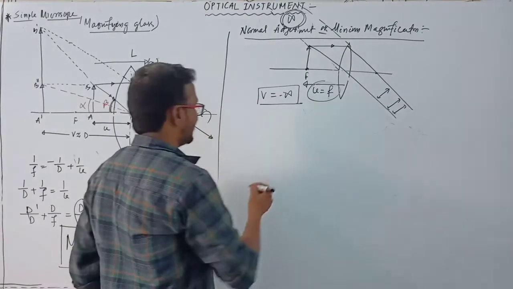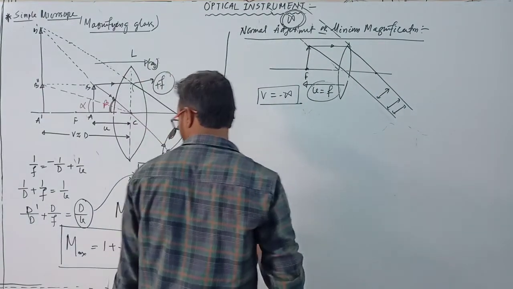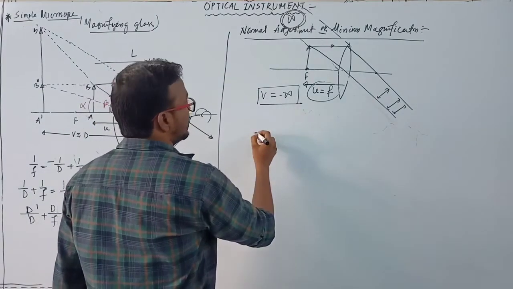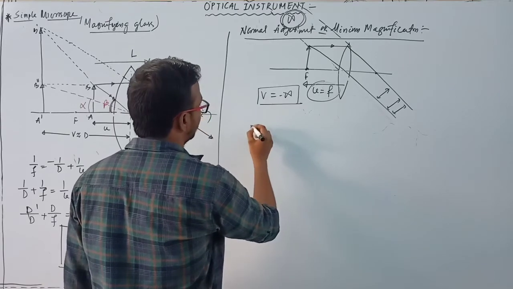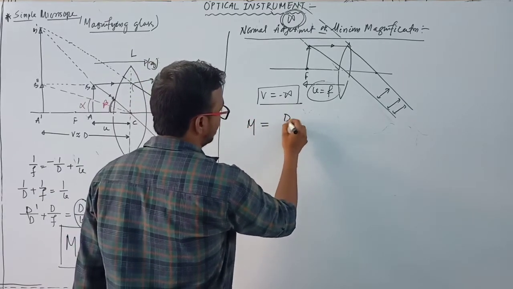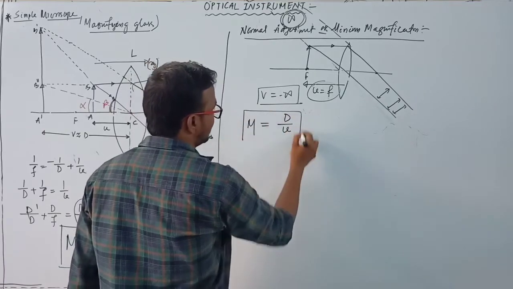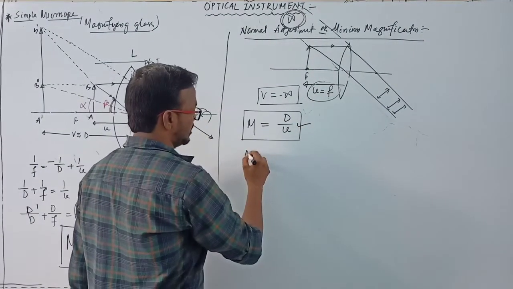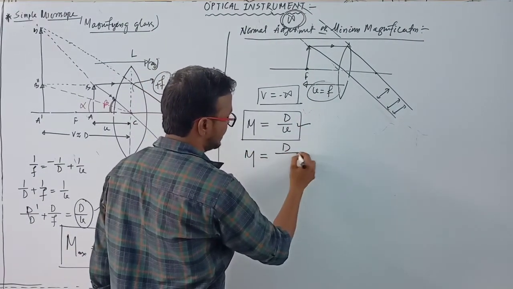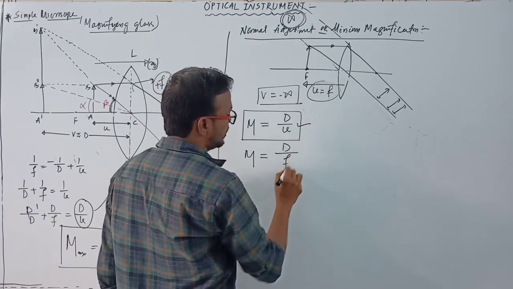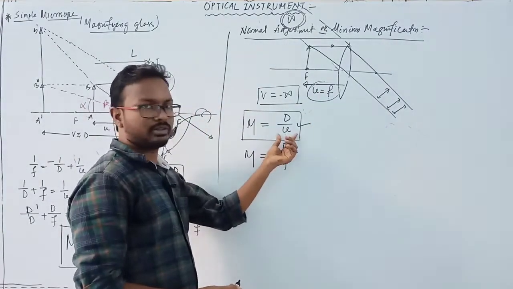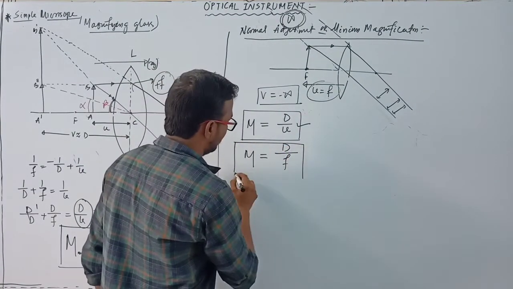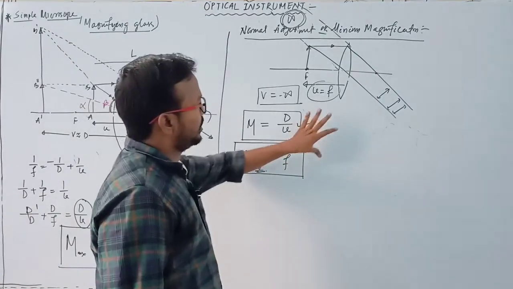So in this case, what is the formula? Here we already have the formula, magnification m equal to d by u. This is the initial, or general, case. So if we use the magnification m equal to d by u, and u is here f. We already used the sign convention for u, so we can directly write that d by f is the magnification. Clear? In case of normal adjustment, we get minimum magnification.